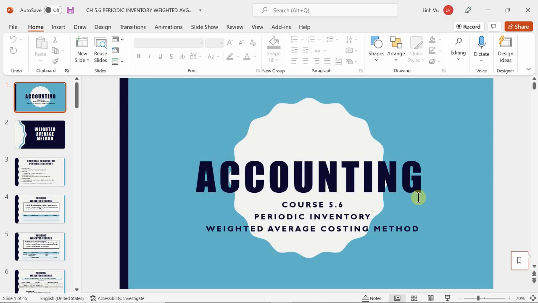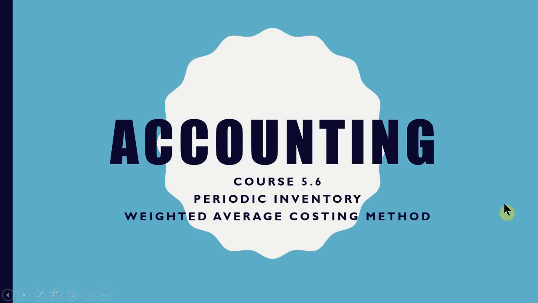All right, so again, welcome back to chapter 5.6, periodic inventory weighted average costing method. Now, we've already covered the first two. We did FIFO on Tuesday. Wednesday, we just looked at LIFO, so today is weighted average. Exactly how it is mentioned, weighted average.